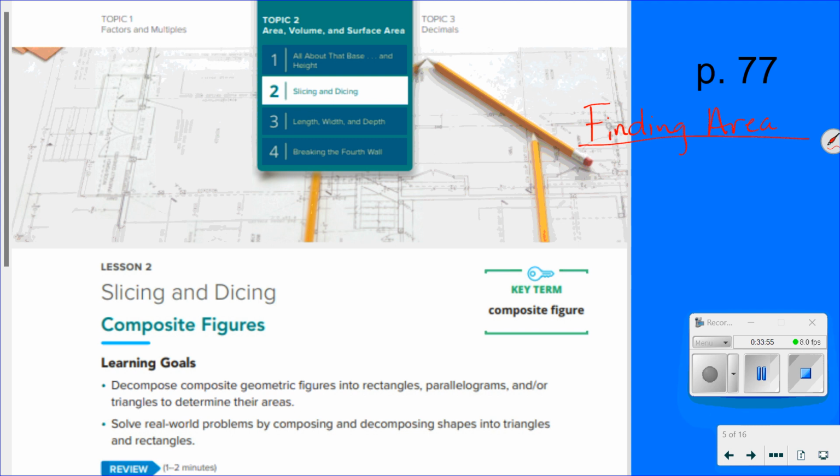Okay? Step 1, the first thing and most important thing is you have to identify the figure. Every figure has a different formula. So if you don't identify the figure, you are going to be lost.